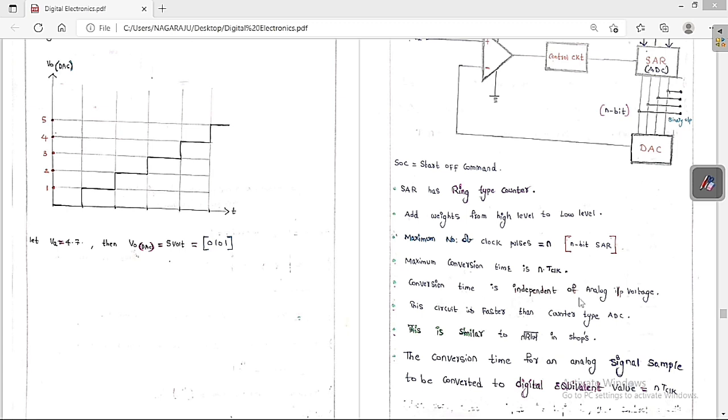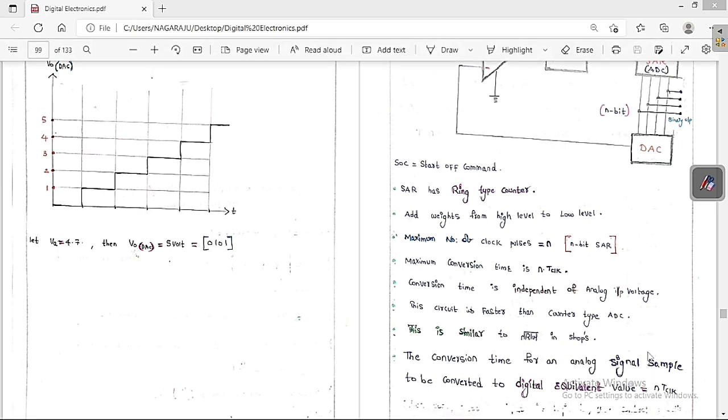So the conversion time is independent of the analog input voltage, and the circuit is faster than the counter type ADC, because n into t clock is less than the previous total time to get the result. This is similar to Taraj in shops, and the conversion time for an analog signal sample to be converted into the digital equivalent value is equal to n into t clock. These are the points you always have to keep in mind regarding this SAR type ADC. This formula is very important, because in the examinations they are going to ask questions based on this formula, which is n into t clock.